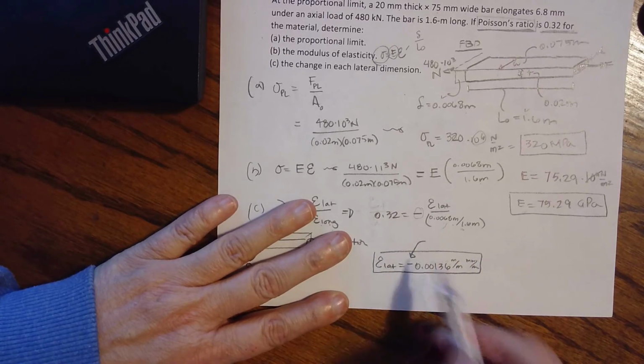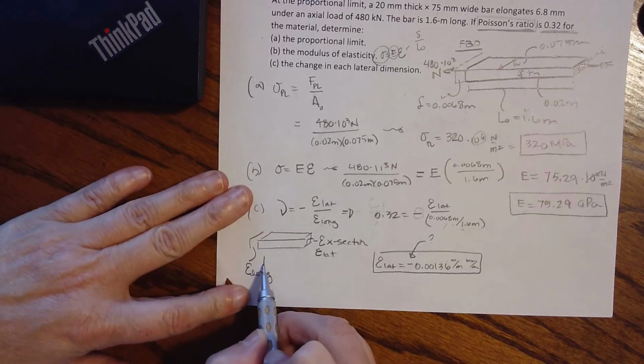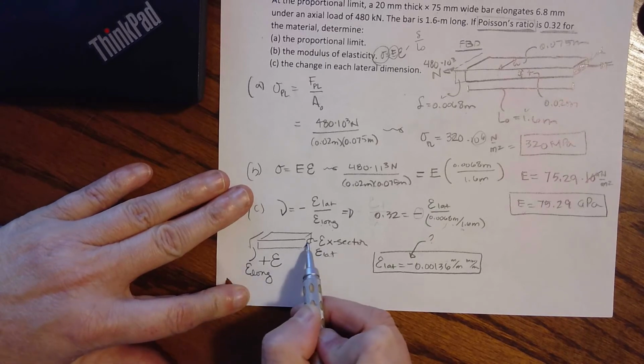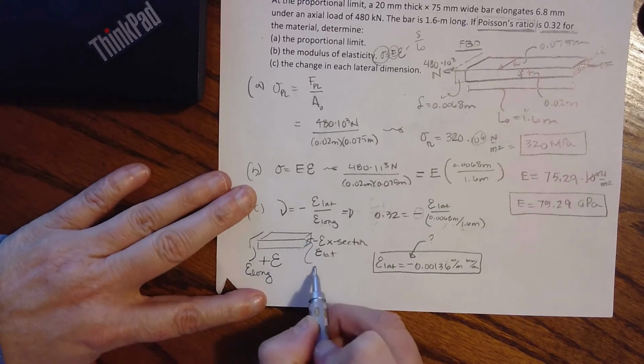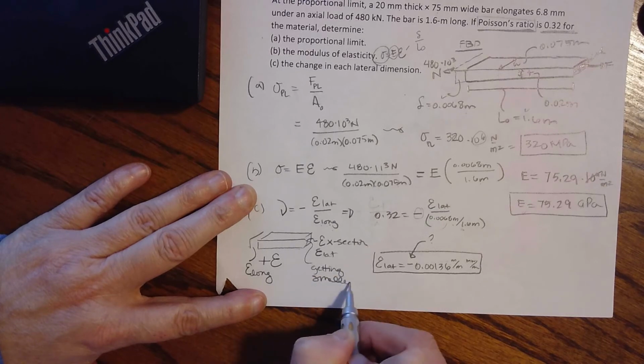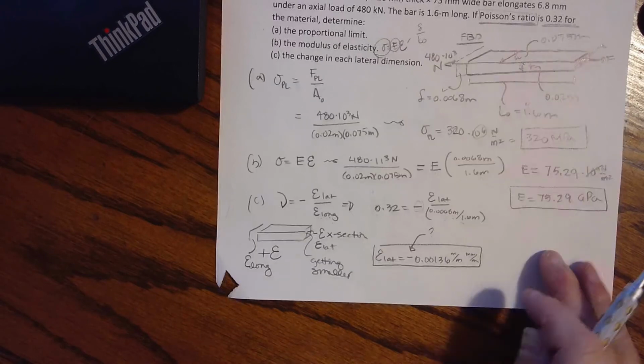So this is lateral strain. Why is it negative? Well, if my longitudinal is positive strain, because we are getting longer, what's happening to my cross section? This is going to be getting smaller. And I know that that's like with contraction, so it should be a negative strain, okay?